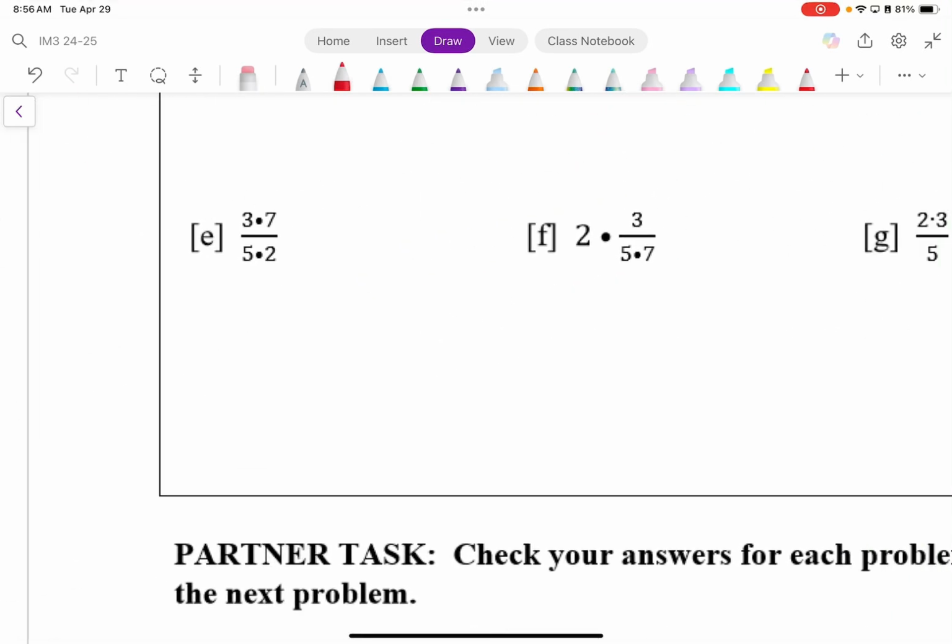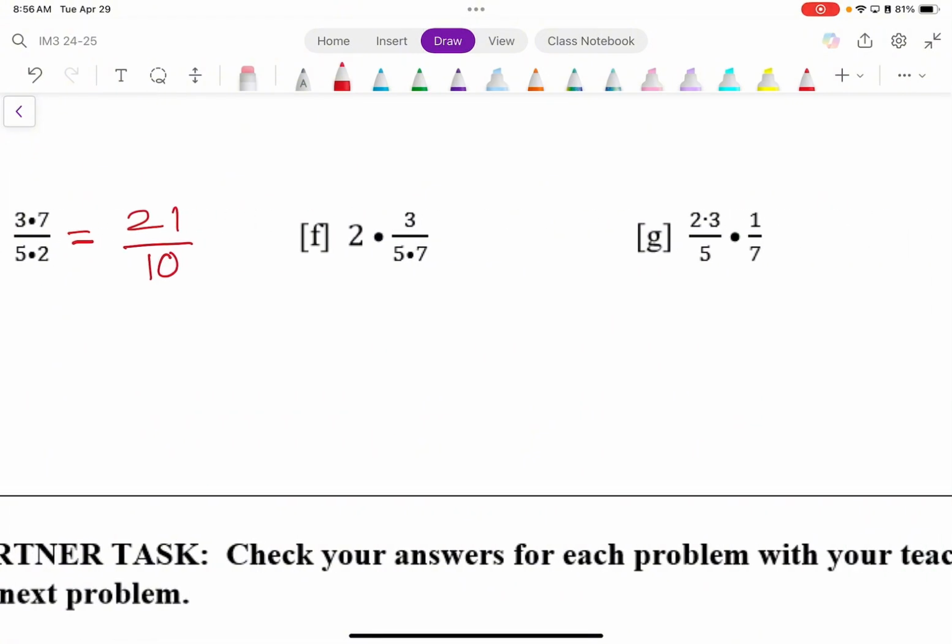Next, we took 3 over 5 times 7 over 2, so that not only did we flip sideways, but also up and down. 3 times 7 is 21. 5 times 2 is 10. So this is a completely different solution. 21 over 10.